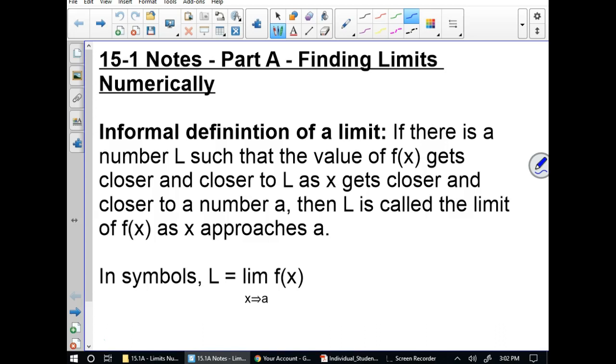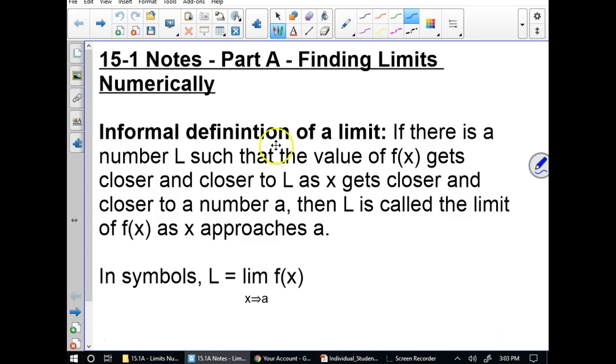So we're going to begin with this informal definition of a limit. I know that this probably doesn't look very informal because it's kind of long and has a lot of notation in it, but if there is a number L such that the value of f of x gets closer and closer to L as x gets closer and closer to a number A, then L is called the limit of f of x as x approaches A.